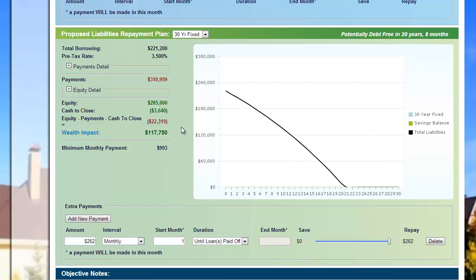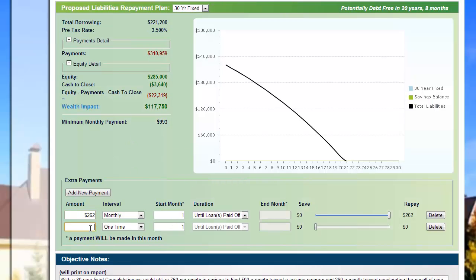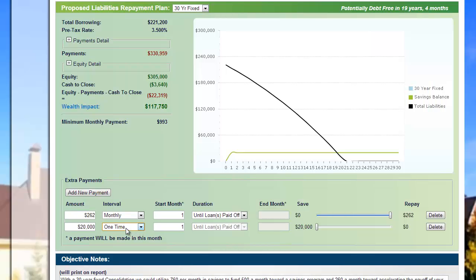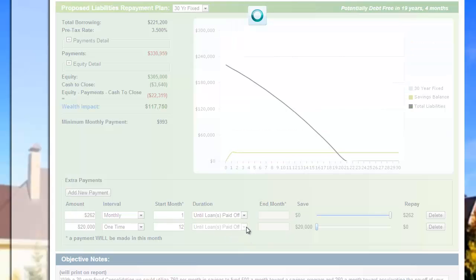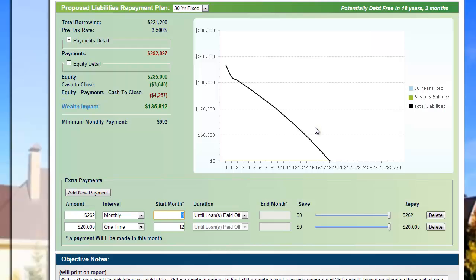$117,750. So the Repay screen gives you the ability to do a lot of cool things for the client and visually add them into the graph. So let's say the client says, I actually have a $20,000 payment that is coming in. It's a one-time payment, and it's going to be coming in the 12th month from a bonus at work. And I would have put that into, say, repaying. See what happens here? I'm going to be able to model.